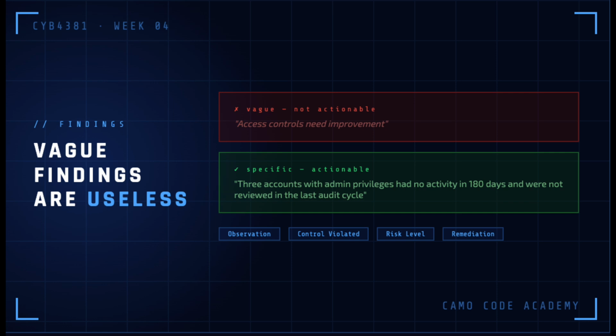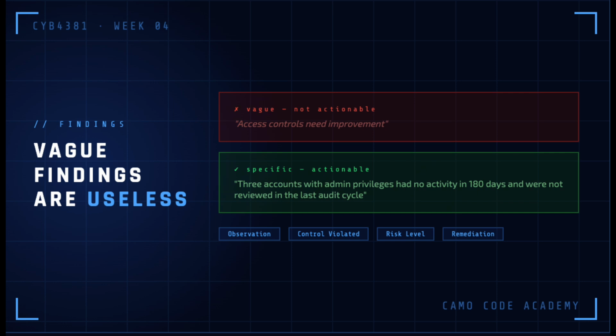Now, you might wonder what good findings look like. The findings section specifically, because this is where the real skill is, each finding has 4 parts: the observation, the control or requirement that was violated, the risk level, and the recommendation for the remediation that you will take. Now, any vague findings here are completely useless. A finding that says access controls need improvement doesn't tell anyone anything. It basically cannot be prioritized. It cannot be acted on.